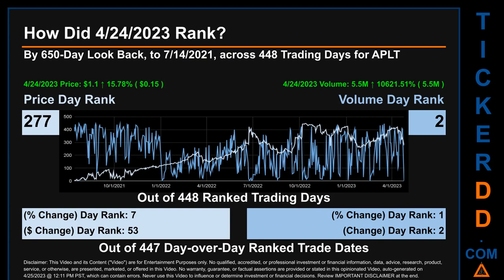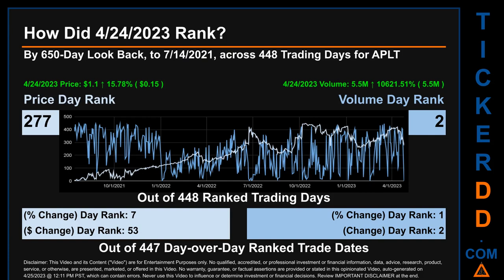How did April 24, 2023 rank for APLT? By 650 calendar day look back to July 14, 2021, across 448 trading days, of which April 24, 2023 price ranked 277 while its volume ranked 2. Each of the 448 trading days were ranked amongst themselves by highest end-of-day price and volume, with a rank of 1 being the highest and 448 being the lowest ranked day.